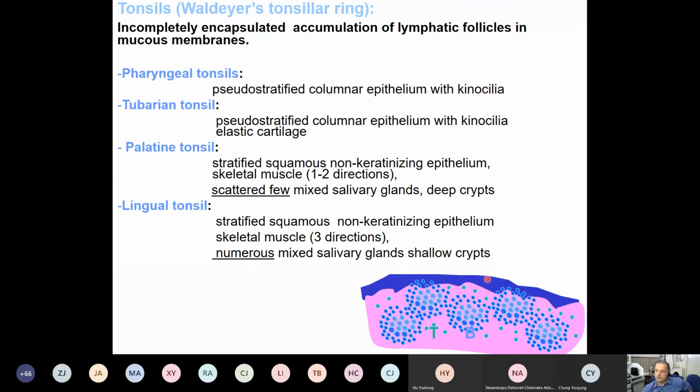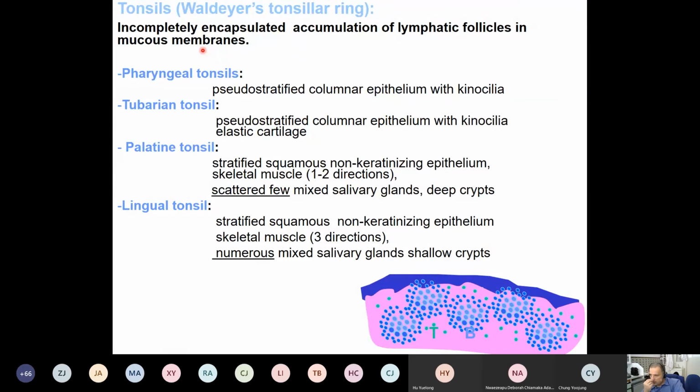The mucous membranes are made up of epithelial tissues, below which you have some connective tissue, and in that connective tissue you have the group of lymphatic follicles embedded, and there is no real continuous capsule around this structure. There is some connective tissue around it, but one cannot really say that it would be completely covered from all directions by a capsule, so it's an incompletely encapsulated accumulation of lymphatic follicles in mucous membranes. This is what you can say if someone wants to know what a tonsil is, if you have to define it.